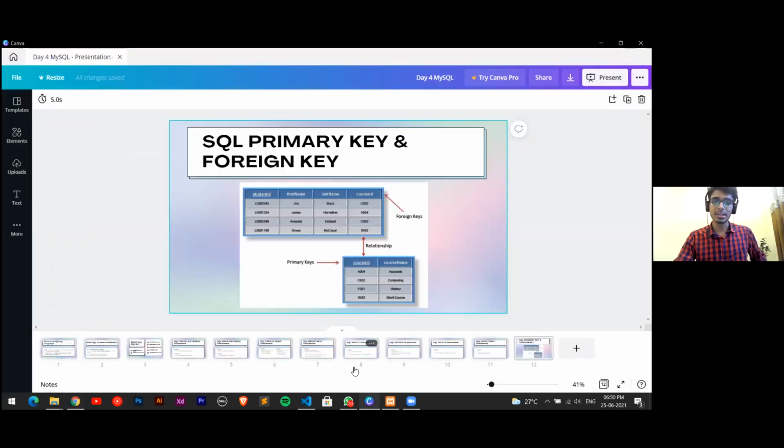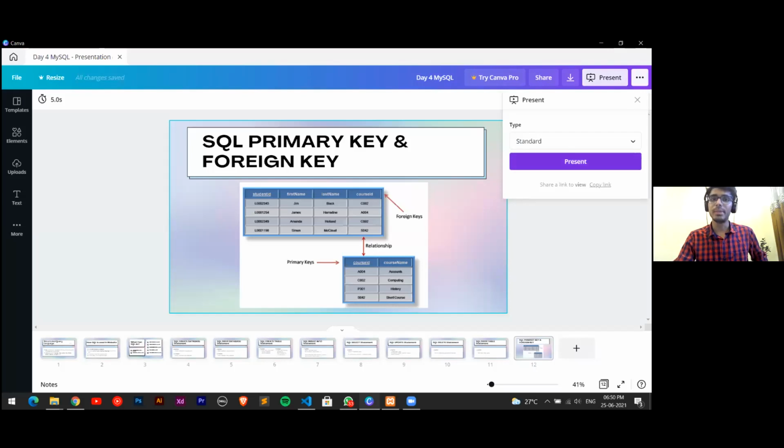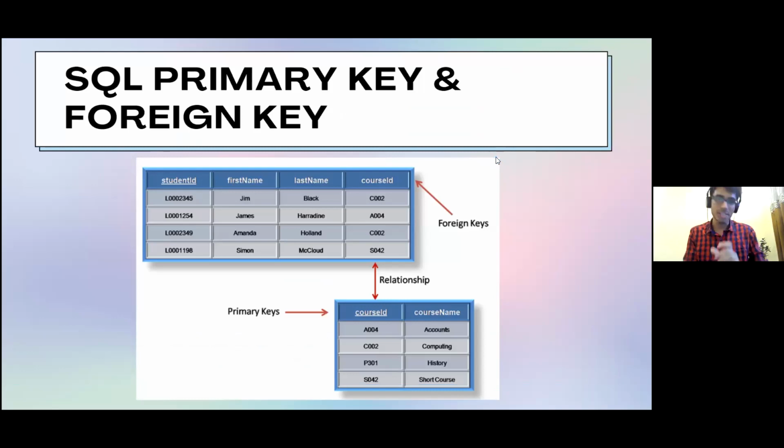This is just the basics. There is also a concept of primary key and foreign key. I'll explain it a bit over here. As we know, RDBMS is a relational database management system. So this is where the relational comes from. We have two tables over here. One is a student details table, and the other one provides the courses.